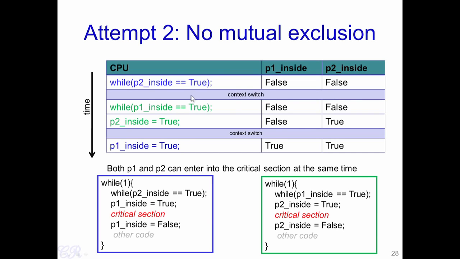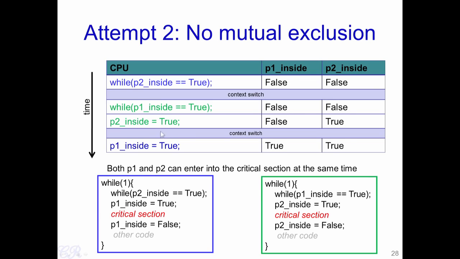So, let us start with process 1. We have initially said that P1 underscore inside and P2 underscore inside are both false, indicating that both processes are not in the critical section. Therefore, this while loop will complete essentially because P2 inside is false. Now, suppose there is a context switch that occurs resulting in process P2 executing. It will also execute these statements while P1 underscore inside is false, so the while loop will break, and then it sets P2 underscore inside equal to true.